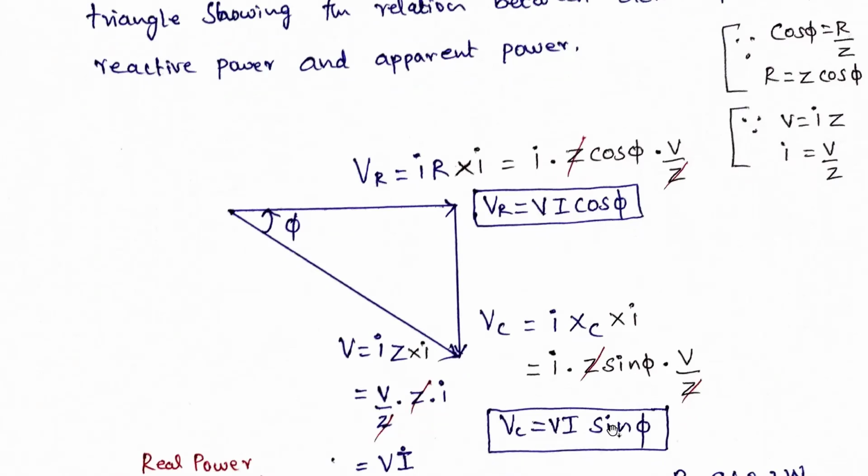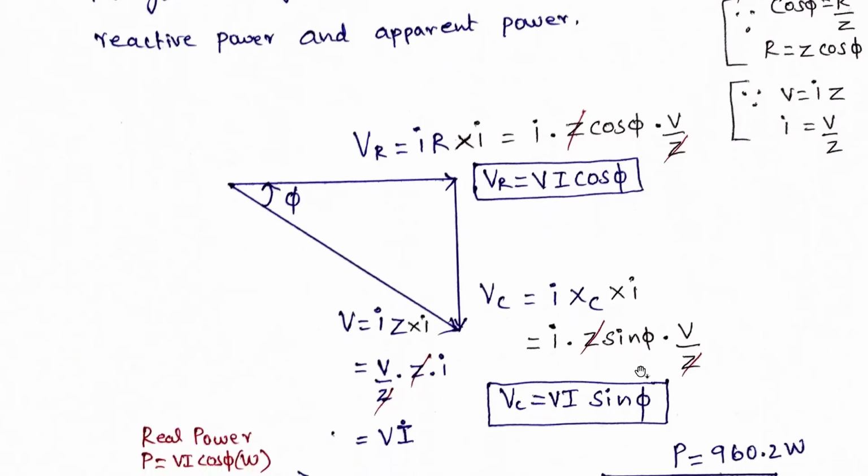That is nothing but VA sin phi. So here also VC into I. So VC into I is nothing but Q, reactive power Q. So Q is equal to VA sin phi. So this is how we need to derive the reactive power.